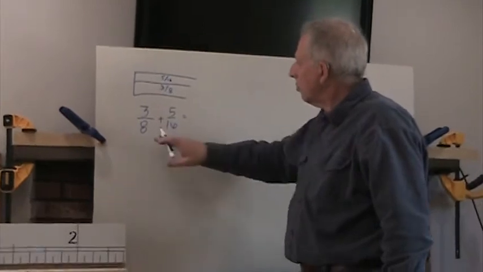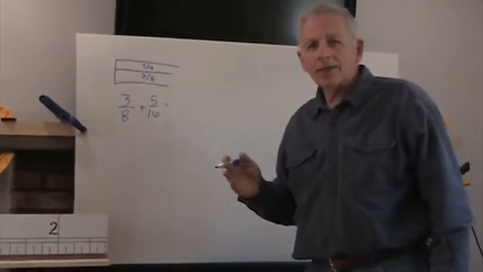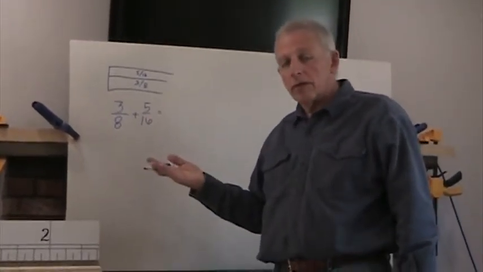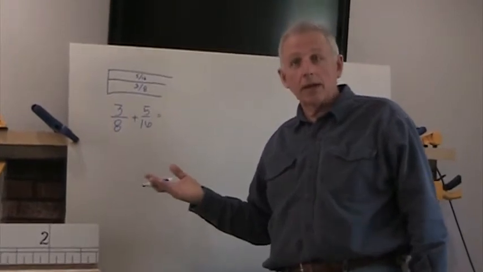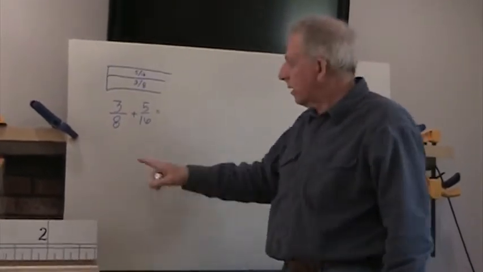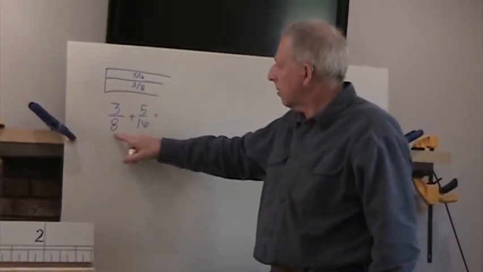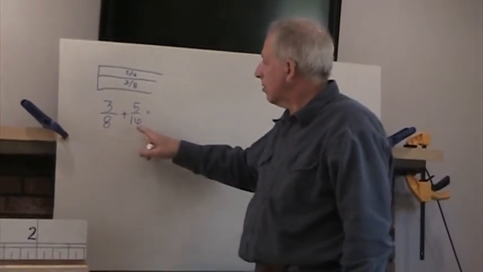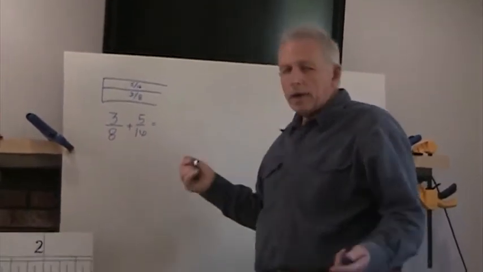Well, when you add and subtract fractions together, you have to have a common denominator, right? What's the denominator? That's the number on the bottom. So these numbers on the bottom need to be the same. These are 8ths, these are 16ths. Why do I need them to be the same?